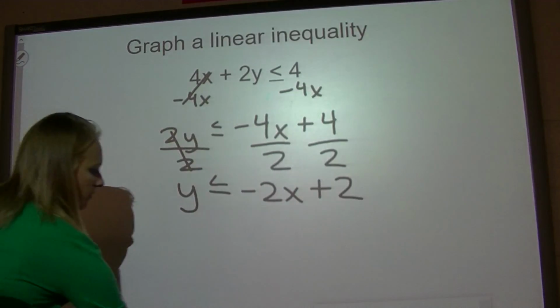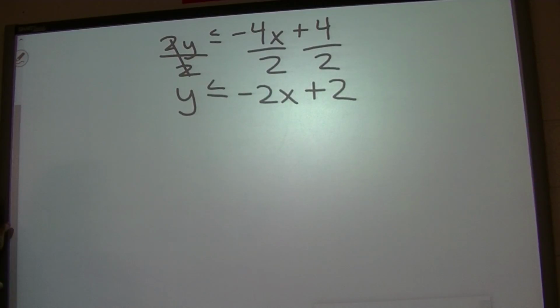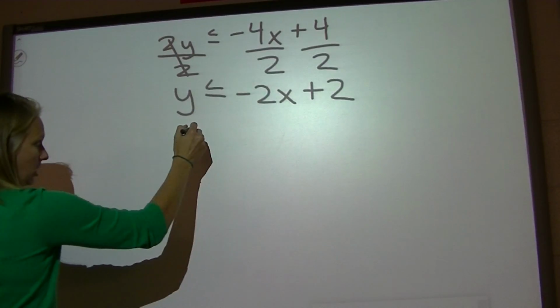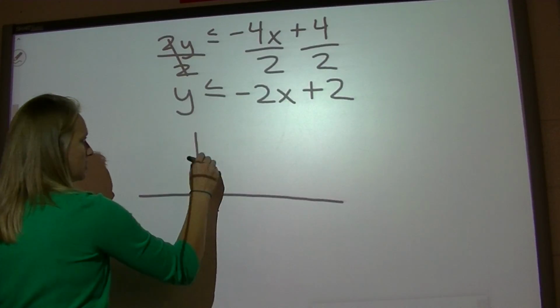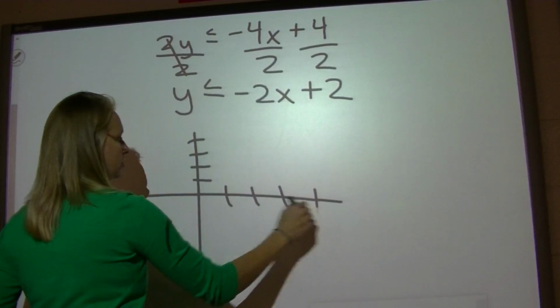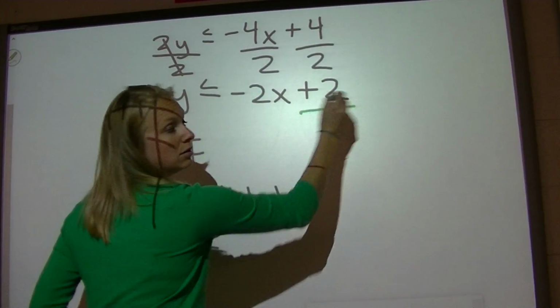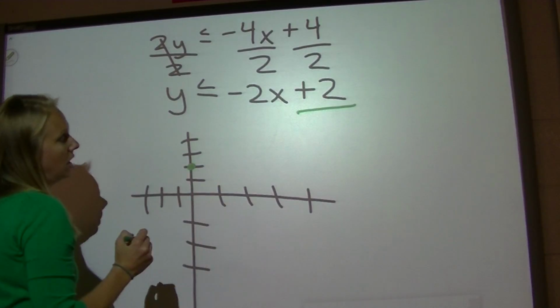And once we have that, we can then graph it. So I'm going to look at this just like it's an equation. I'm going to plot first my y-intercept, which just so happens to be plus 2. So that's my y-intercept. So I'm going to go up 2, put my point.